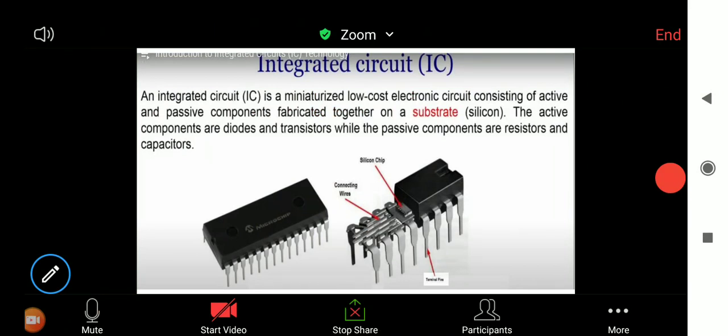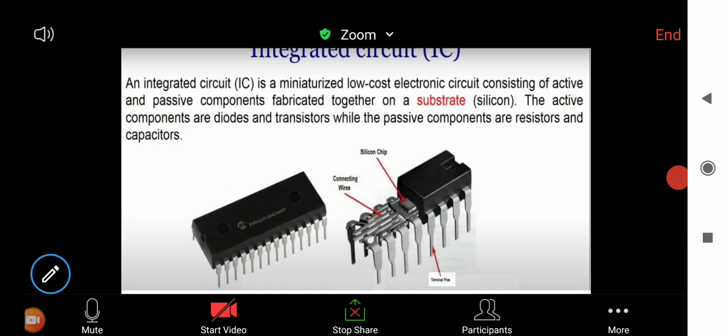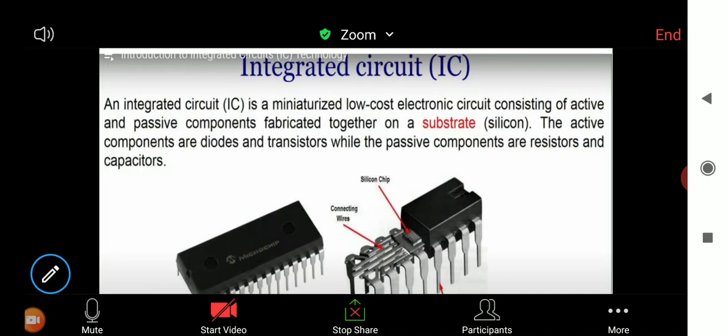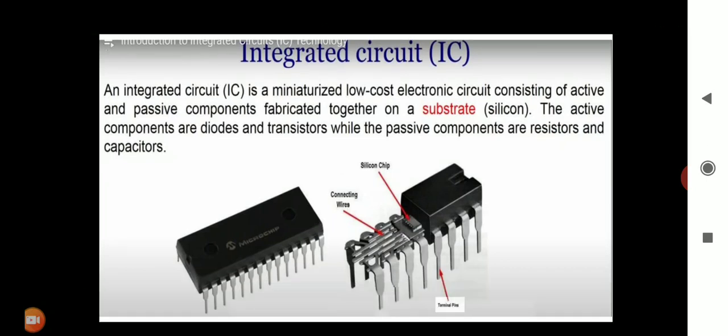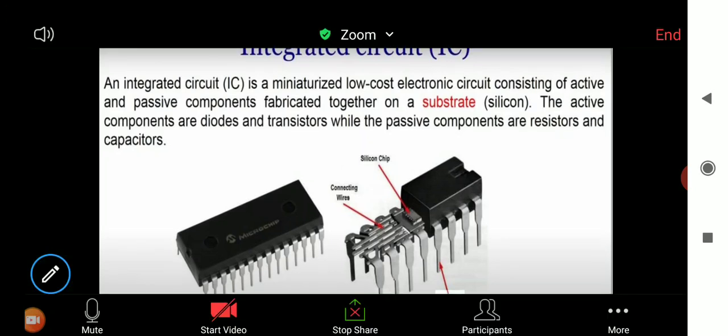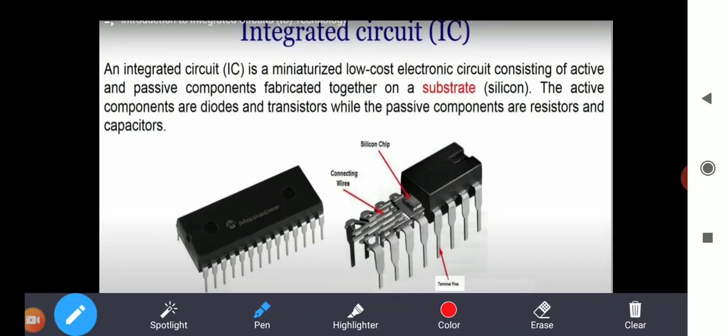Now we will see what is an integrated circuit. An integrated circuit is a miniaturized, low cost electronic circuit consisting of active and passive components fabricated together on a single silicon substrate. Here, active and passive components.